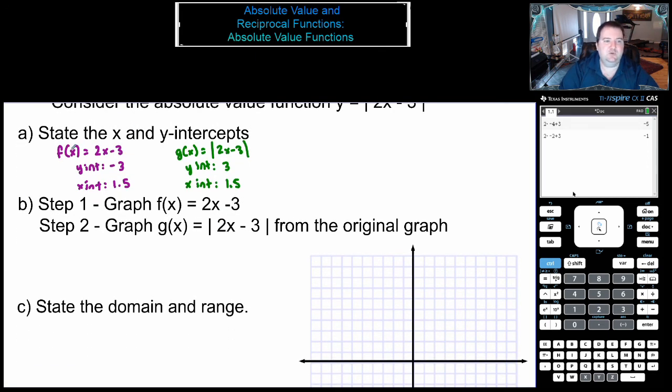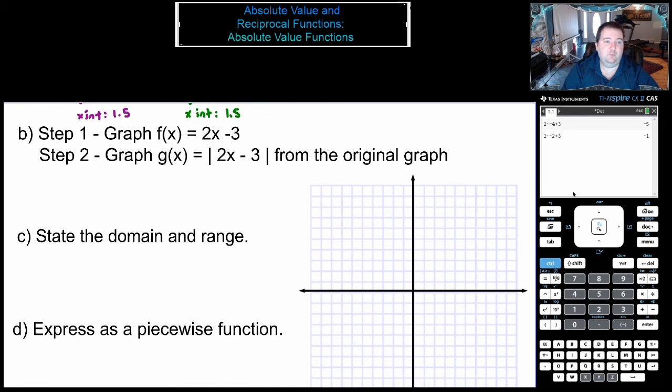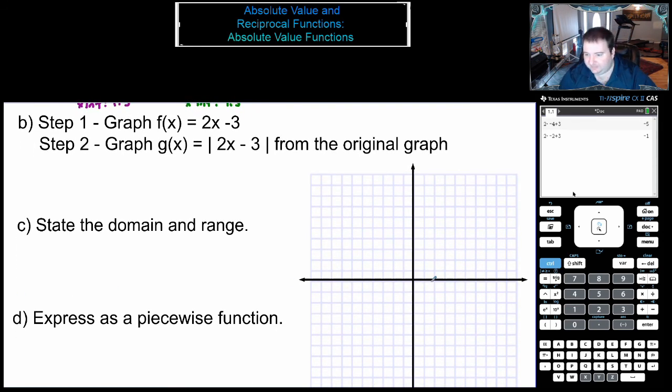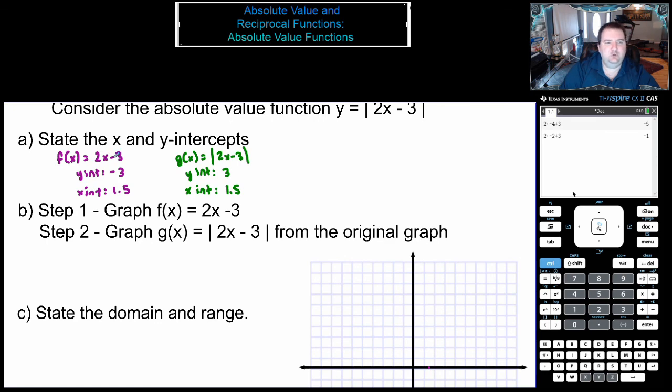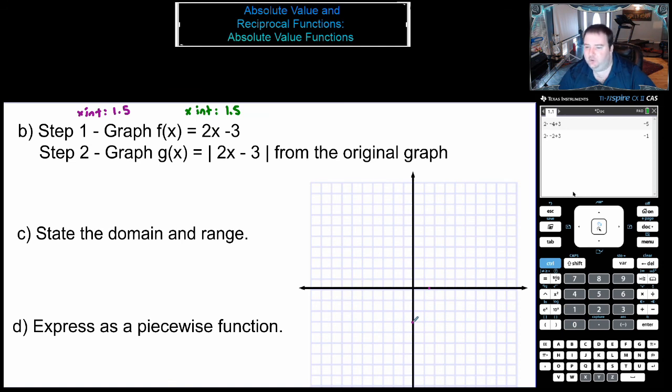So let's start with our original function, f of x, which is just a line, right? It has a y-intercept of -3 and an x-intercept of 1.5. So here's my x-intercept of 1.5 and my y-intercept of -3. What's my slope? Well, it's 2x minus 3, so my slope is 2. So I can see with a slope of 2, I'm going to have to rise by 2 and run by 1. Rise by 2 and run by 1. And you can see how that x-intercept falls exactly perfect in there. Rise 2, run 1. Down 2, left 1.